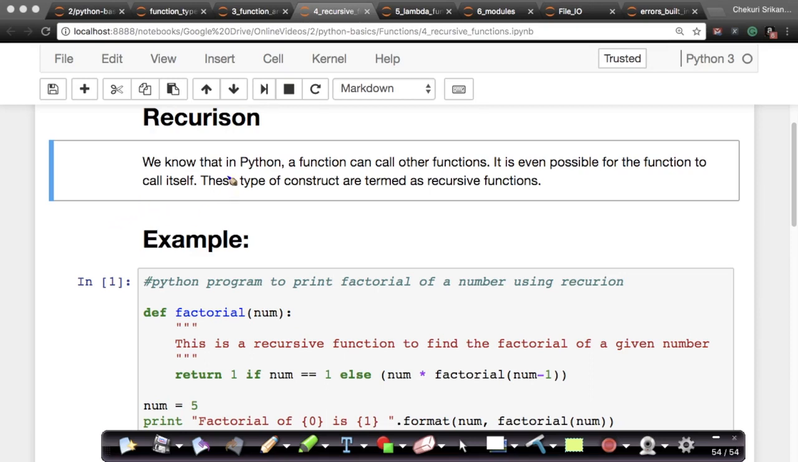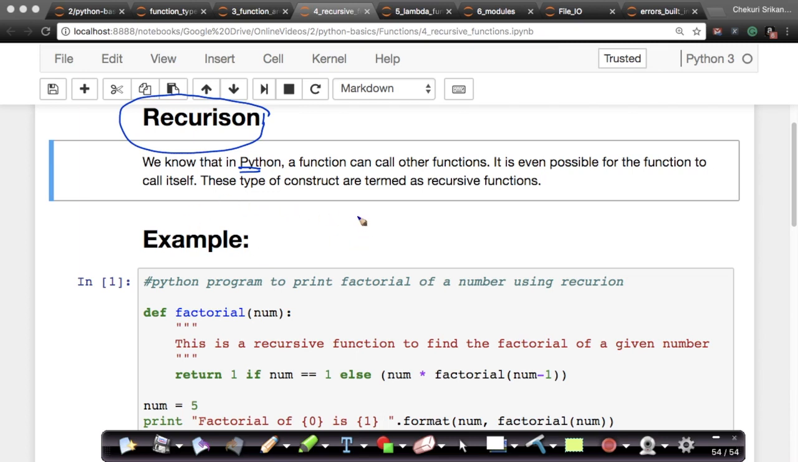So recursion is a very interesting method, and this exists in multiple languages, not necessarily only in Python. Recursion basically means calling a function within a function. So in a nutshell, that's what it is. But let's understand why it's needed.